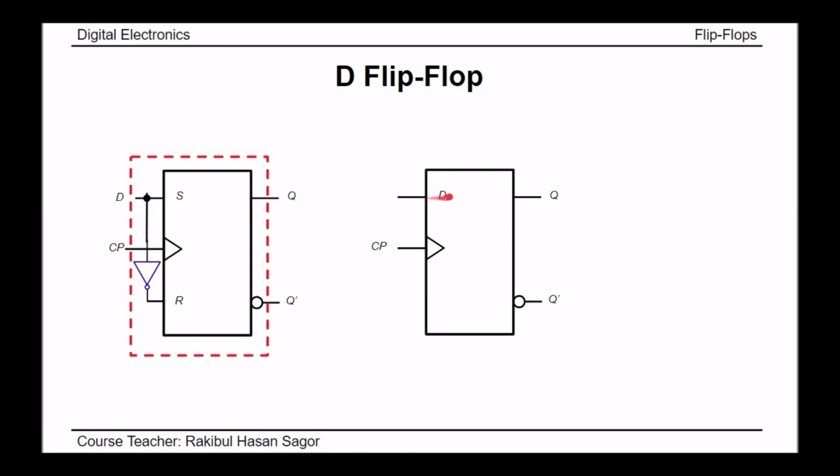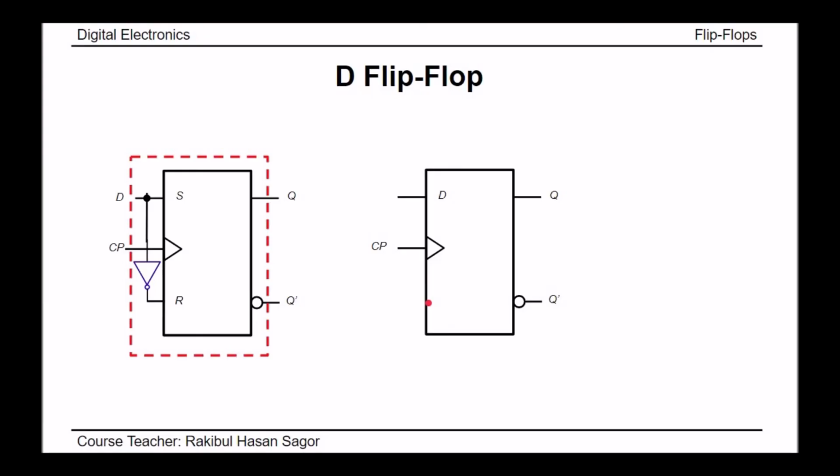The operating principle of the D flip-flop is very simple. If you understood the operating principle of the SR flip-flop, then it becomes very easy to understand the operating principle of the D flip-flop. Whenever we give D equal to 0, inside this box there is an SR flip-flop. S will get 0, R will get 1. Whenever we give D equal to 1, S will get 1, R will get 0.